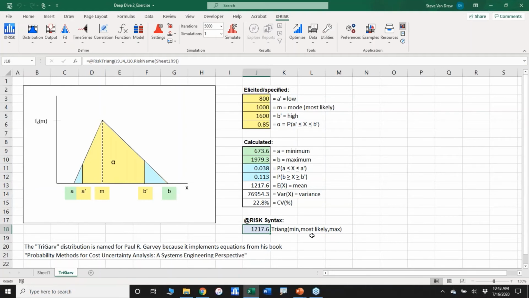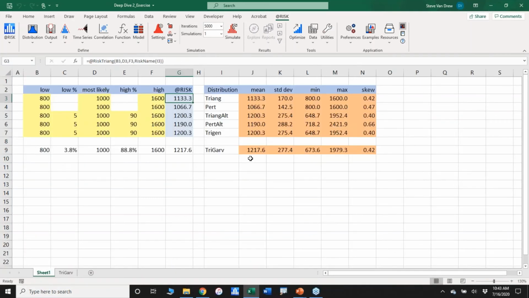In @RISK speak, it is really, and I'll light it up so you can see, just pulling in the original most likely and the updated minimum and maximum. So the new A, the original most likely, and the new B, those three values become the three parameters input to a straight, regular old triangular distribution. Now, let me go back, and I've pulled in the right values over here so I can compare these for you. Let's go into the TriGarv.